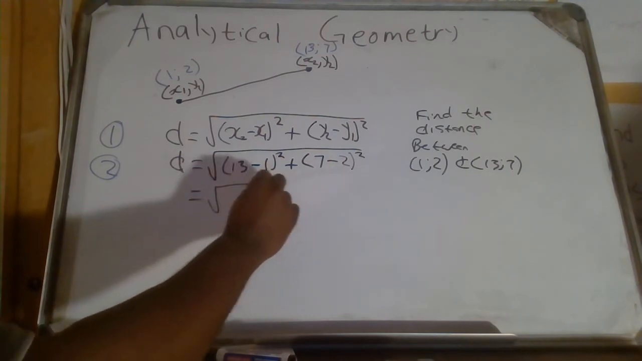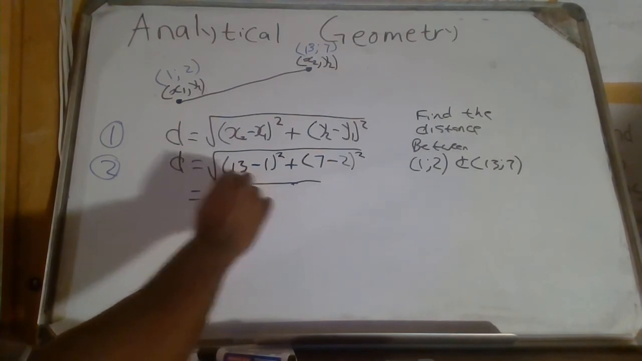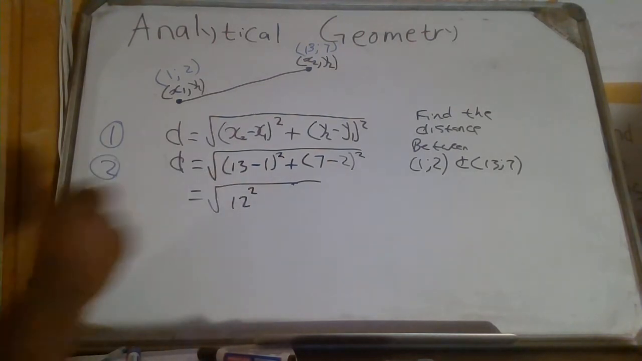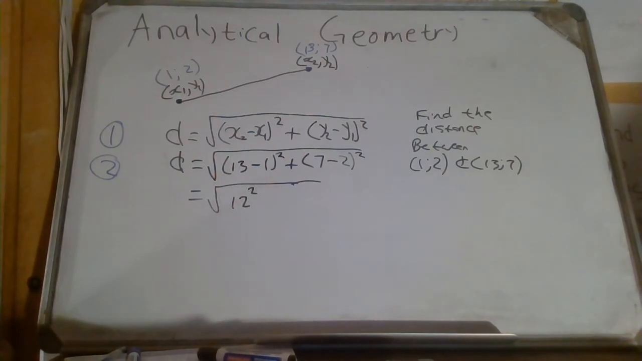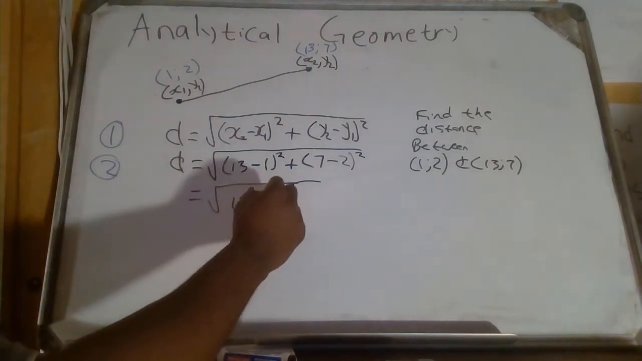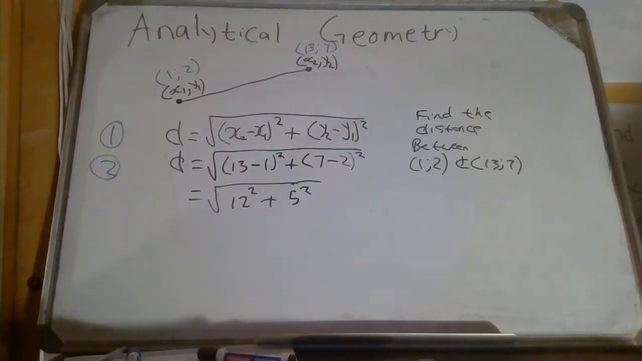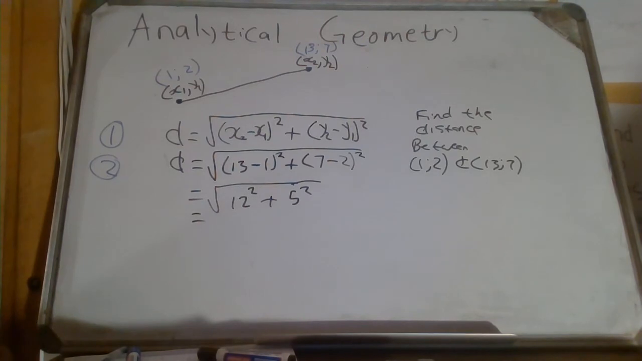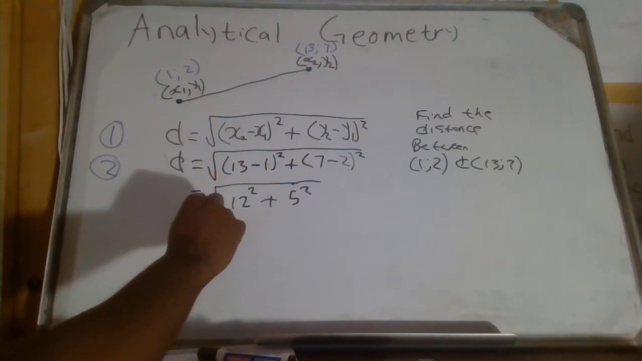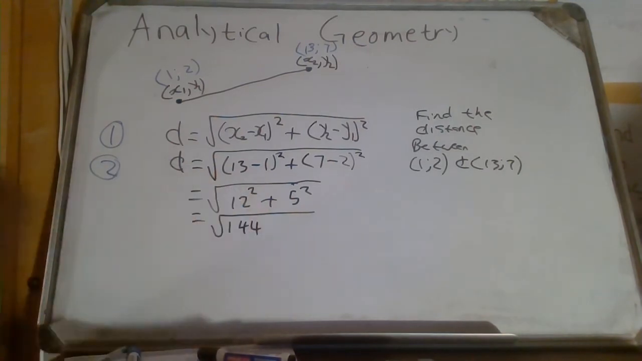So you end up with square root of, you've got 12 squared, right? And then 7 minus 2. 7 minus 2 is what? Is 5. So plus 5 squared. Now what is 12 squared? 12 squared is 144. You can check it with your calculator if you want to.